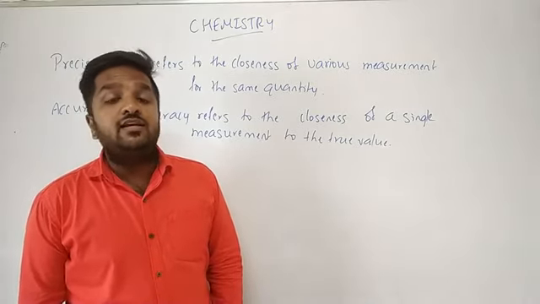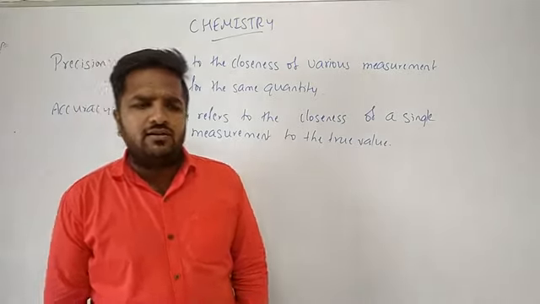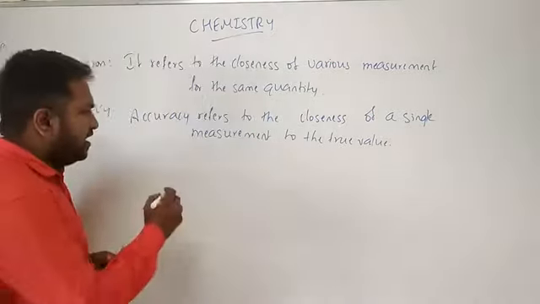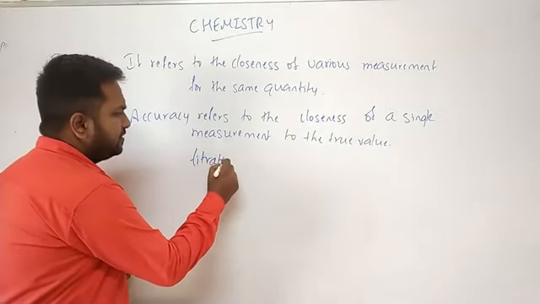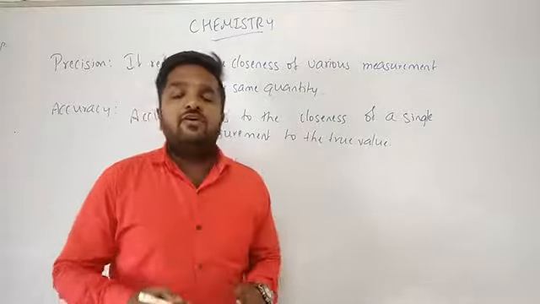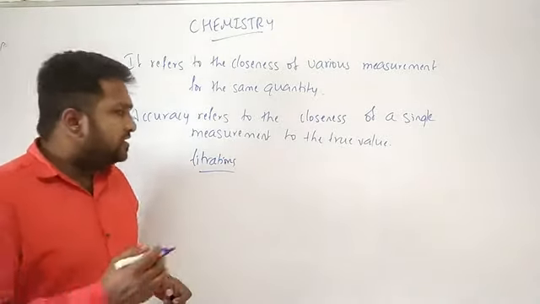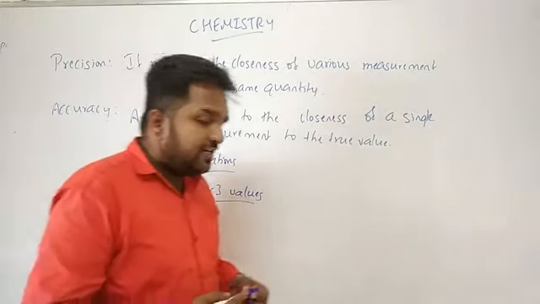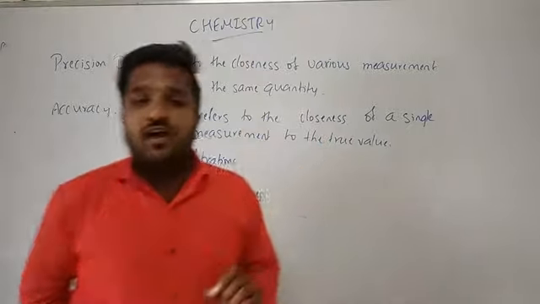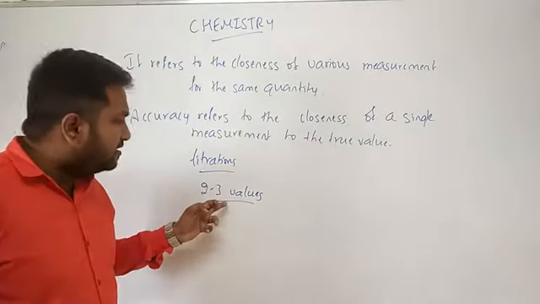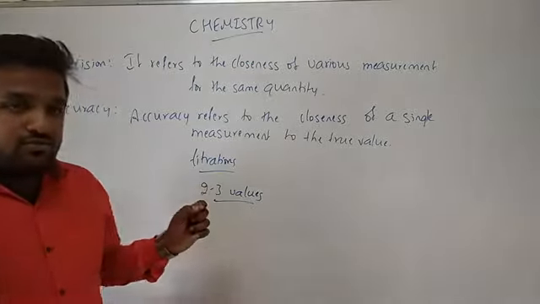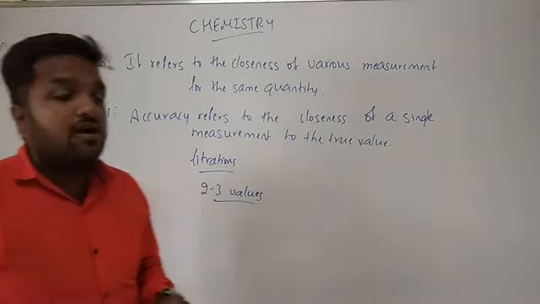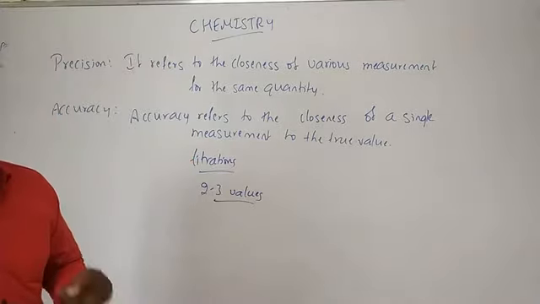When we are doing any chemical experiment, generally we will not be satisfied with a single value. We will take multiple values. For example, when we are doing titrations, this is just an example, or any chemical experiment, we will generally do 2 to 3 tests and take 2 to 3 values. Based on the difference of these values, we will say whether the values that we have got in the experiment are accurate or precise.